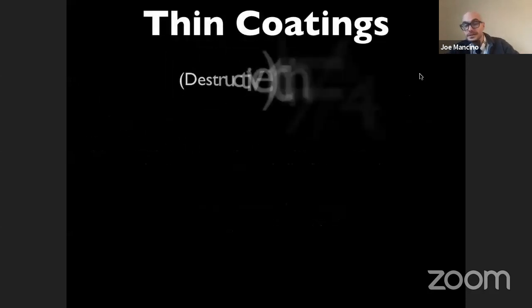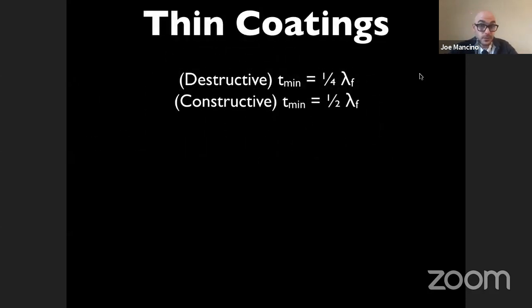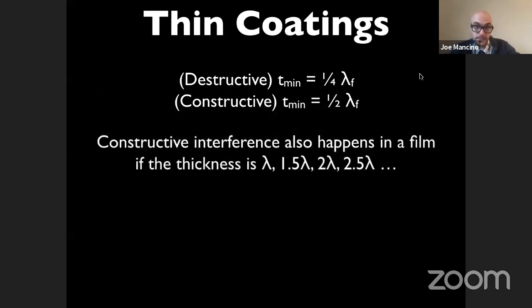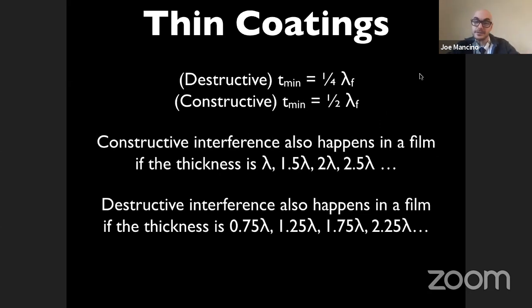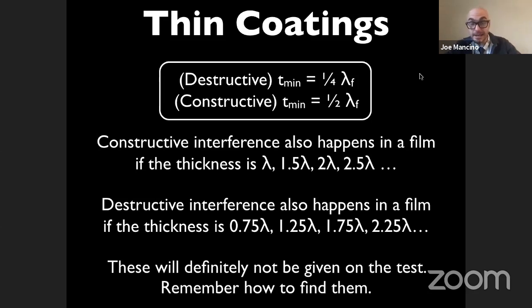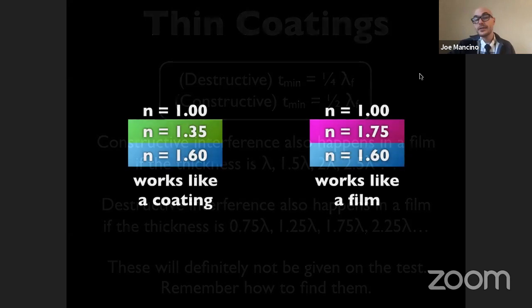So thin coatings follow the opposite rules. Thin coatings work differently because that internally reflected ray for a thin coating does not undergo a phase change. So the same rules apply, except that they're flip-flopped. The 1/4 becomes a half and the half becomes a quarter. And odds are good that if you are taking this test in high school, you're going to want to memorize that too. But again, I'm a visual thinker, so I think of it this way.